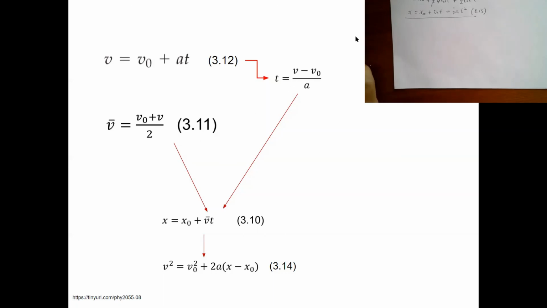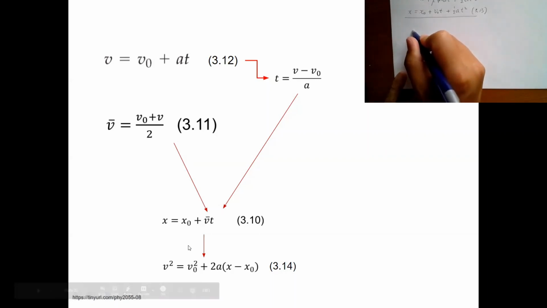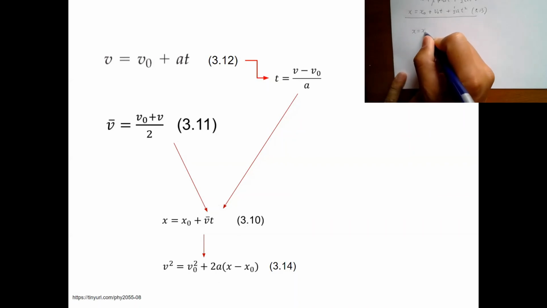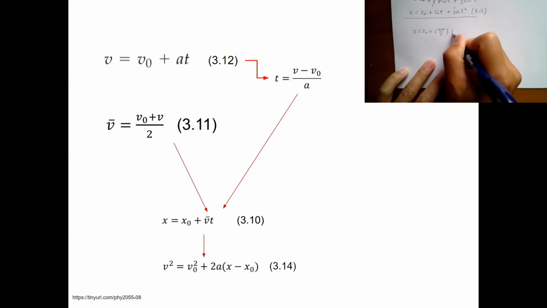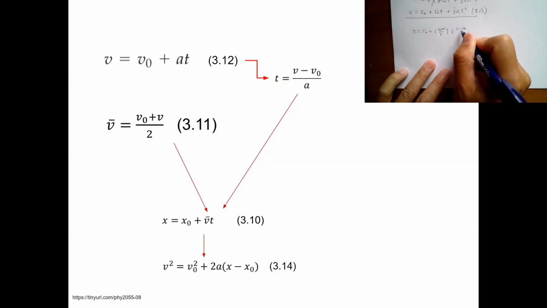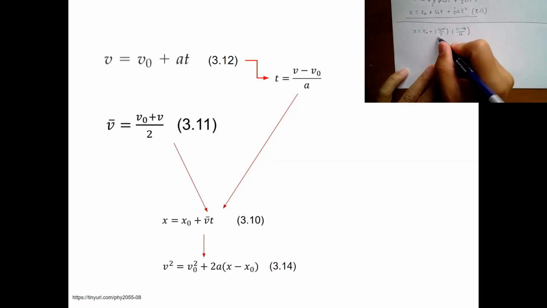Now from 3.11 here, v average is equal to 1/2 (v0 plus v). Then you are going to take these two expressions and plug in those v bar and t in 3.10 here. Then you'll get to 3.14. So let me just show you how to get that. In 3.10, this is x equal to x naught plus the v average. Now you're going to take 1/2 (v0 plus v), that's v average, and then for t, you are going to use v minus v0 divided by a.